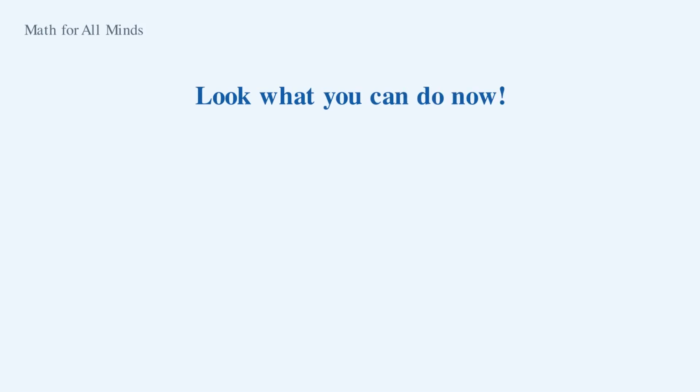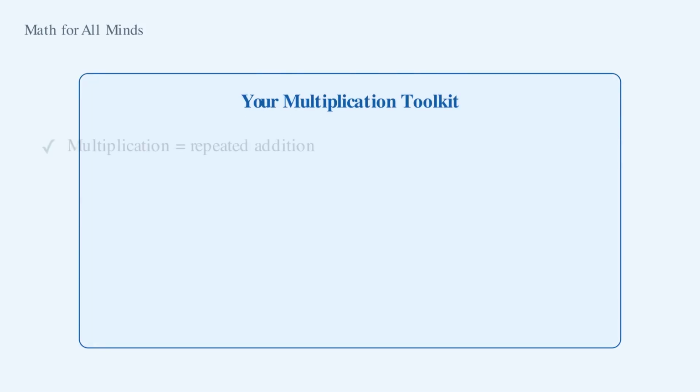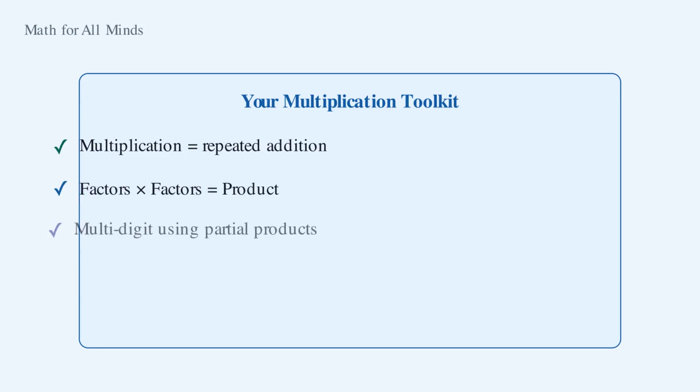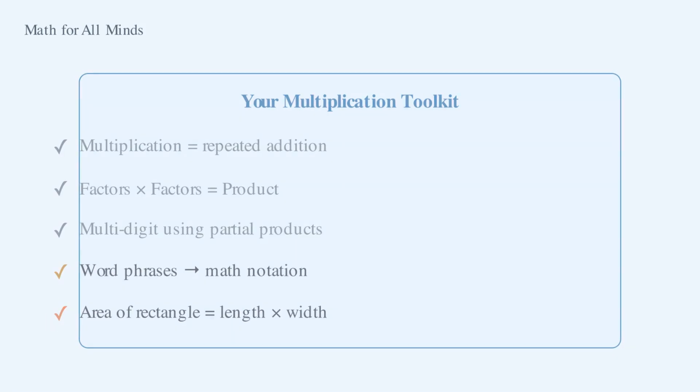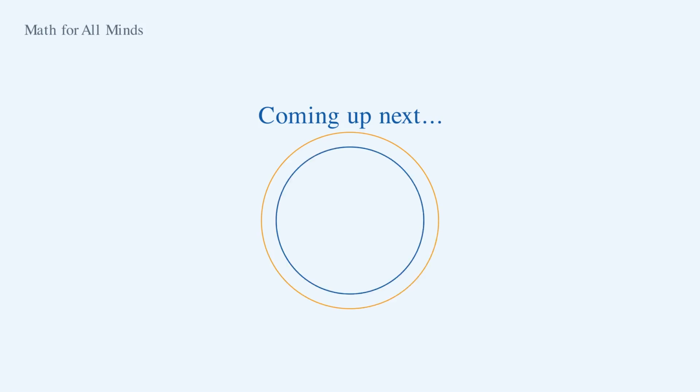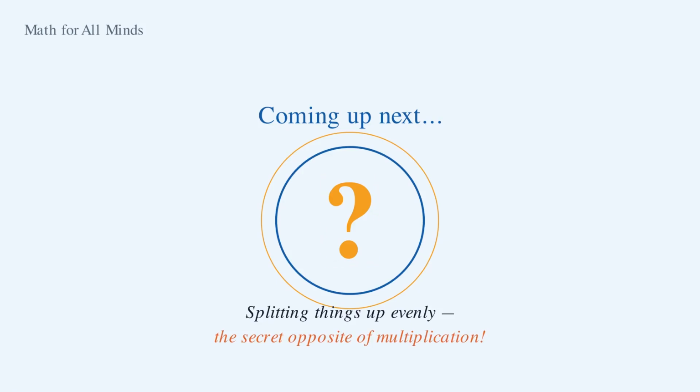Look what you can do now. You can multiply any whole numbers, single digits, multi-digits, even with the zero shortcut. You can translate words into multiplication, and you can find the area of any rectangle. Next time, what if instead of grouping equal-sized bunches together, we split a big number into equal parts, and how is division secretly the opposite of what we just did?